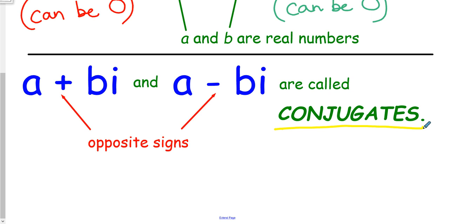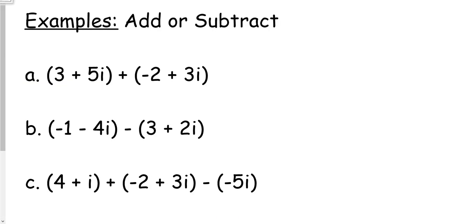Now what we're going to do is go to the next slide and take a look at a series of 5 example problems for how we're going to do addition and subtraction for complex numbers. When we are adding and subtracting complex numbers, the name of the game is simple. It is just combine like terms.